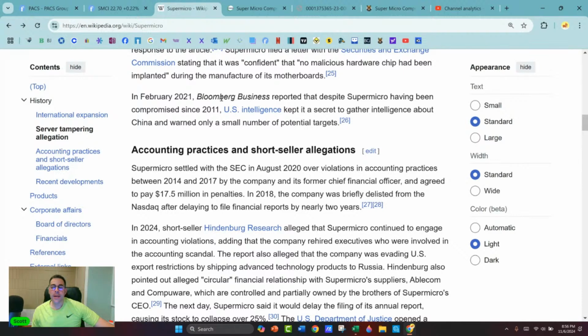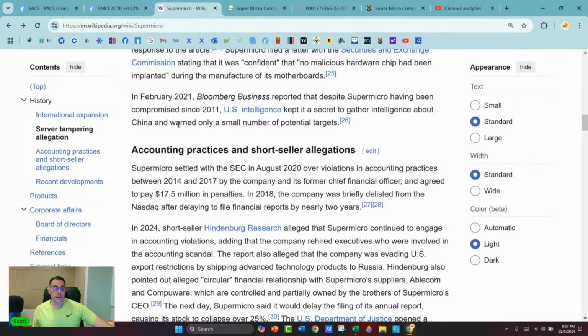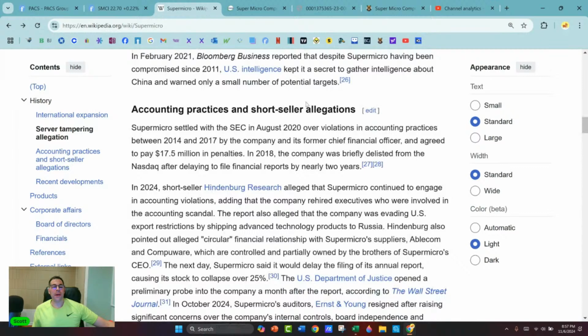So Bloomberg reported that despite Supermicro having been compromised since 2011, U.S. intelligence purposely kept it a secret to gather intelligence about China and warn only a small number of potential targets. So that's interesting. That's another twist. This should be a movie, a Supermicro movie. Yeah, it sounds like a Hollywood movie, right? With twists and turns.